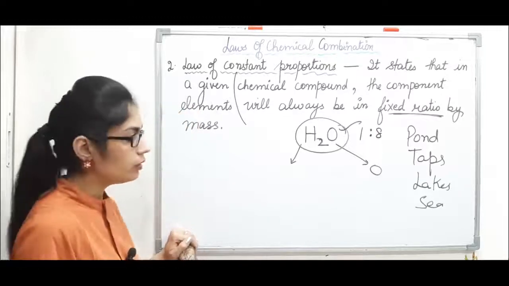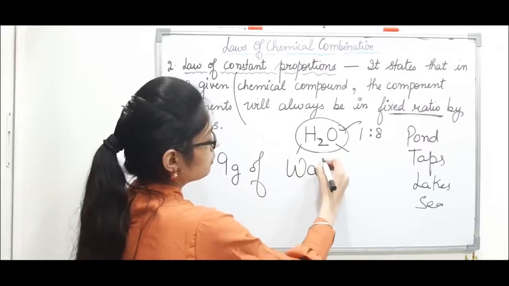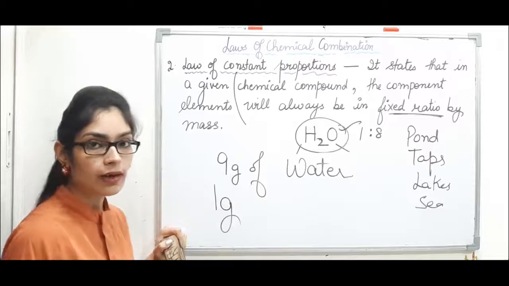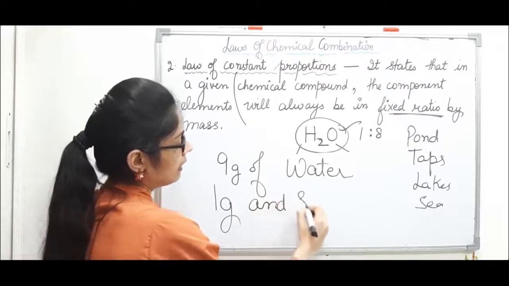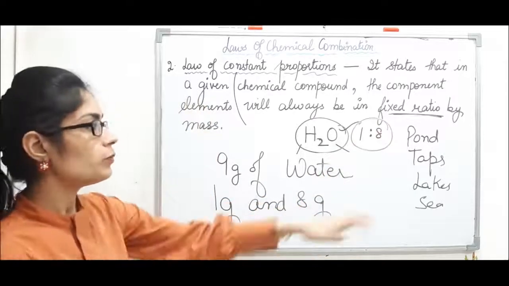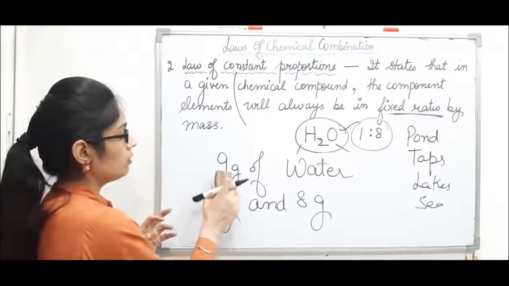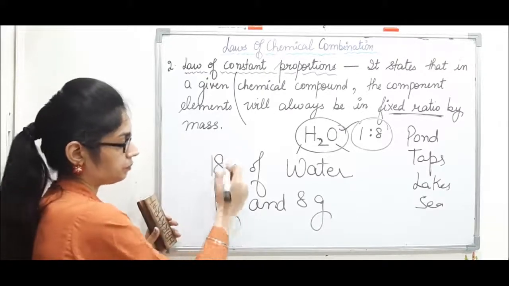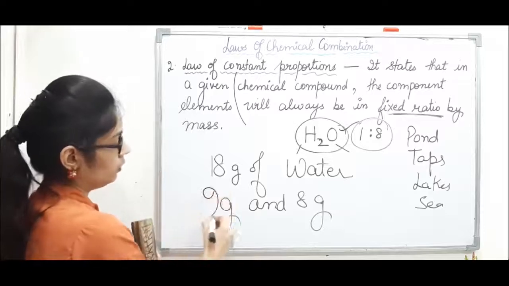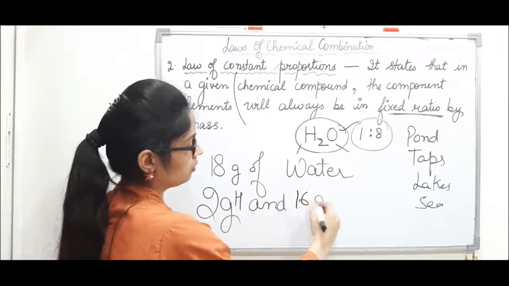So if you have 9 grams of water, it means these 9 grams have 1 gram of hydrogen and 8 grams of oxygen. So this is the meaning of this ratio. It will always be in this way, 1:8. So in 9 grams you will have 1 gram of hydrogen and 8 grams of oxygen. Now if you have 18 grams of water, in 18 grams of water you will have 2 grams of hydrogen and 16 grams of oxygen.